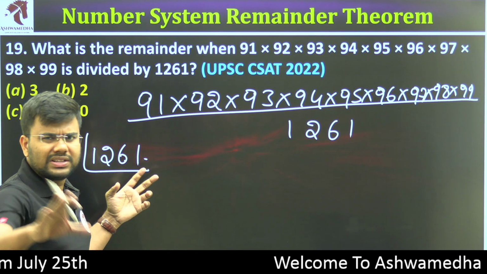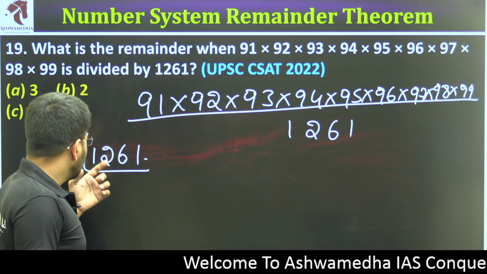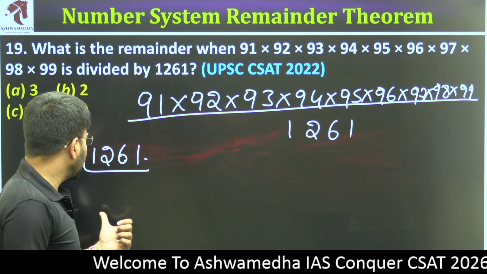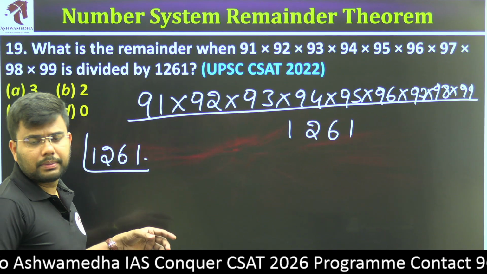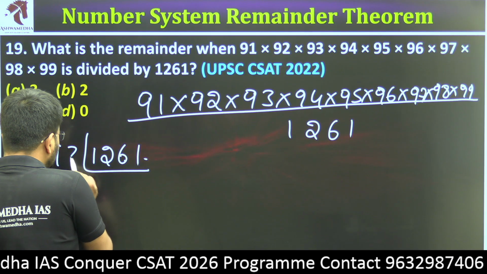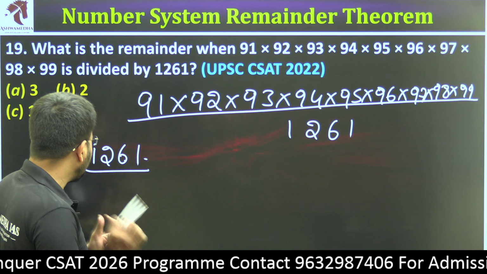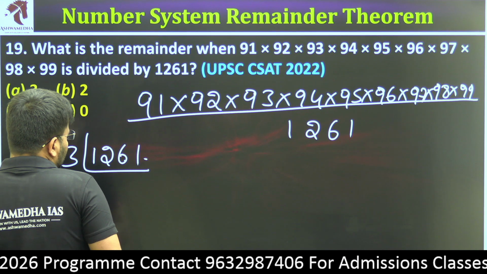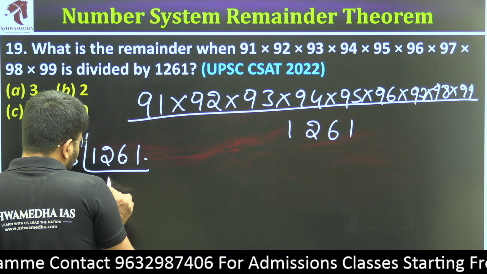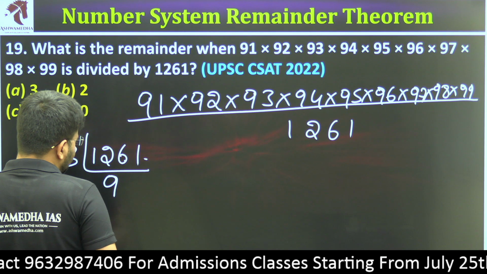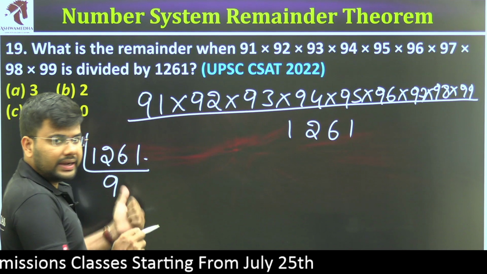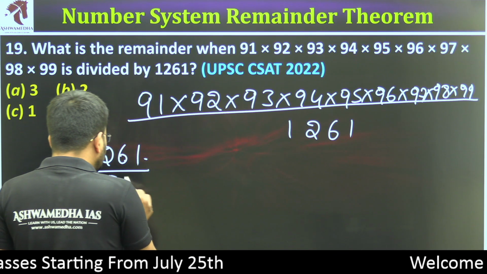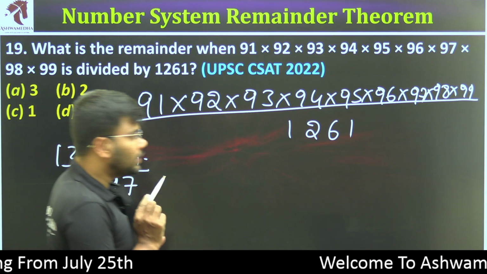I will check the divisibility rule later. The next prime number is 11. It's not divisible by 11 also. Try with 13. I hope it will go by 13. 13 9s are 117. Here 91, 13 7s are 91. That is 13 into 97.